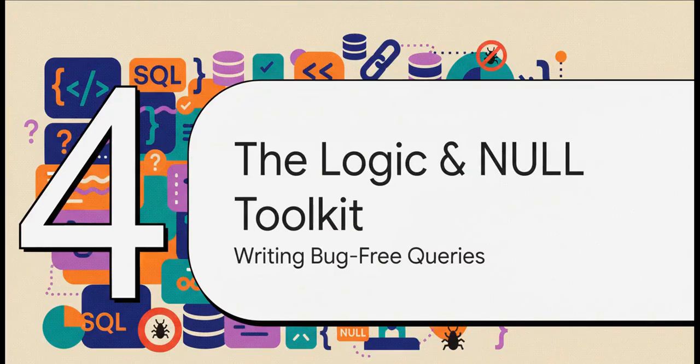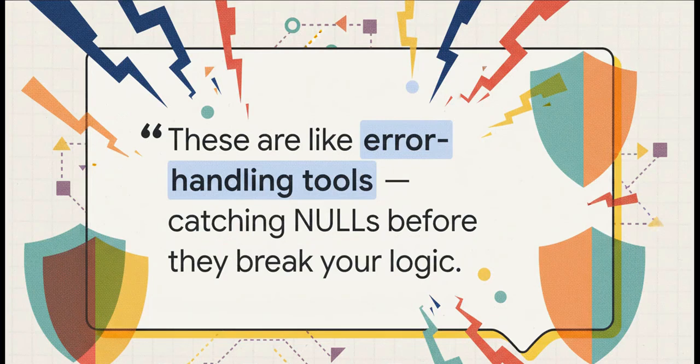And that brings us to our final toolkit, which you could argue is the most important one of all. This is all about handling the single biggest source of bugs in SQL, missing data, also known as nulls. Mastering this toolkit is what separates clean, professional code from brittle, amateur scripts. And that's exactly what they are.